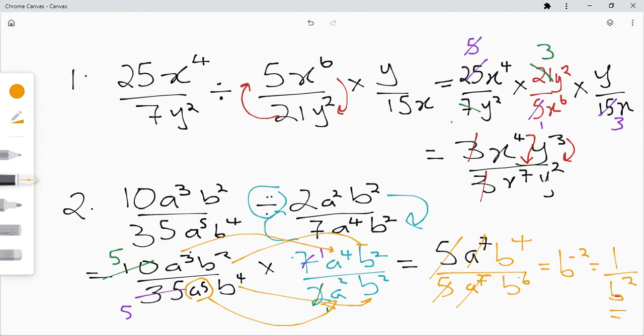With such questions, take your time, make sure you divide everything and do your multiplications correctly. Always take note of the powers so that you don't make any mistakes.